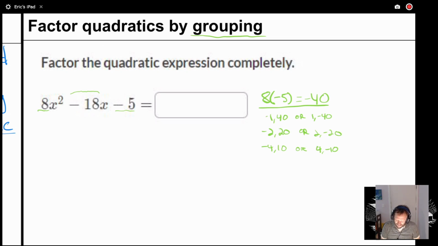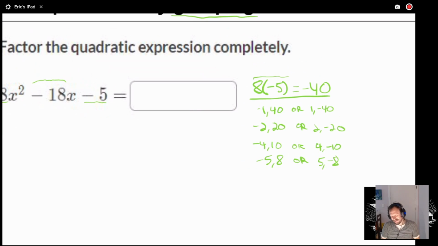Continuing on, 5. 5 times 8 is negative 40. We see up here, negative 5 times 8. Or, again, 5 times negative 8. And now I think about 6. 6 times what gives me negative 40 is a little more than 6, but not 7. And at this point, I'm gonna reach values in the first position that are already higher than the values in the second position. So I know I'm kind of done. I've tried all the values that are worth trying. I've found all my factors.